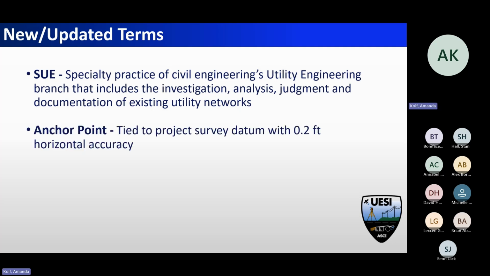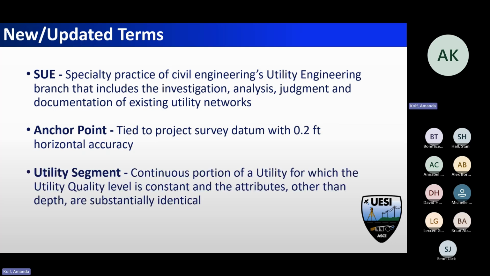Anchor point. Anchor point's one of the new terms. Those are the different features that are involved with our investigation. Those anchor points are now going to be surveyed, and there's a certain accuracy that needs to be associated with that anchor point. Usually that's going to be involved with the quality level. If you have 2 anchor points, now you have 2 solid points that you can use to develop the utility segment. So that segment is a continuous line. If you're marking it, tracing it, or have a record, there's a certain little segment. Just because you're on one line doesn't mean that entire line's a segment. It's only the piece that you're able to actually validate through either geophysics or other pieces of information.